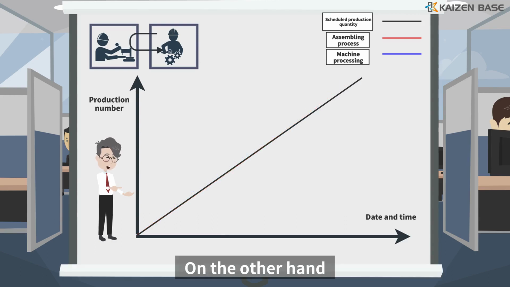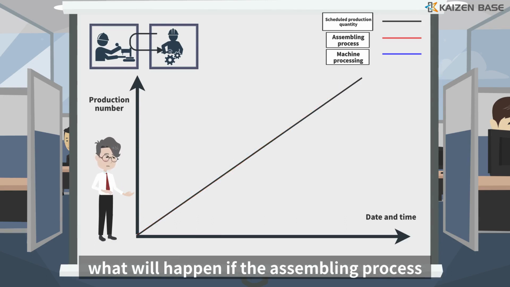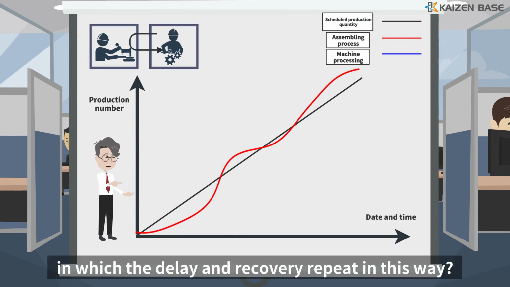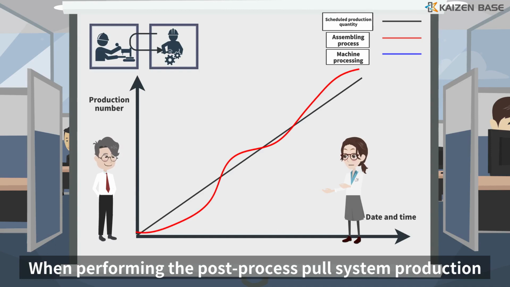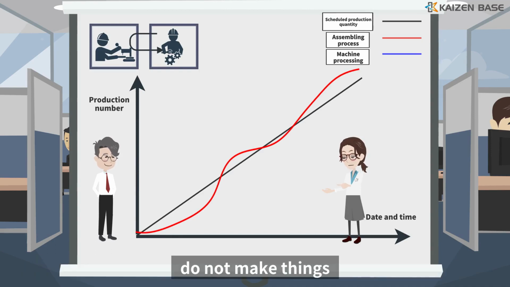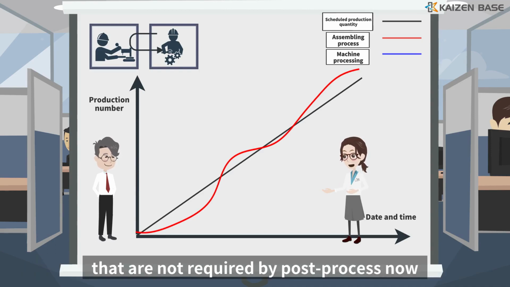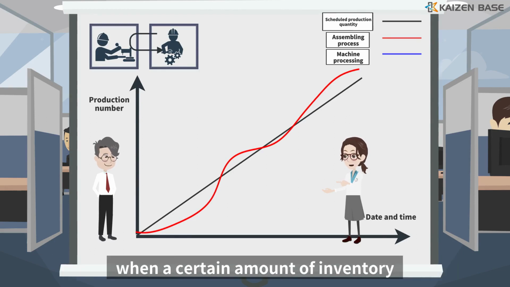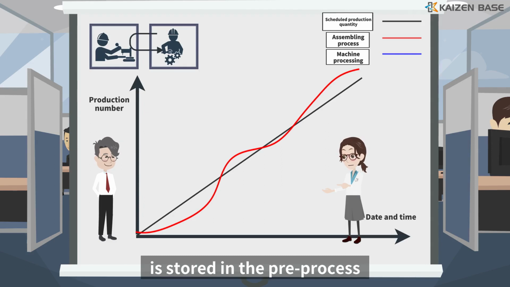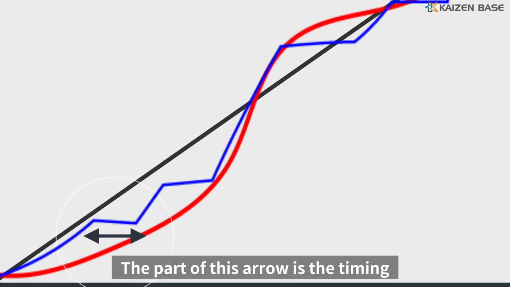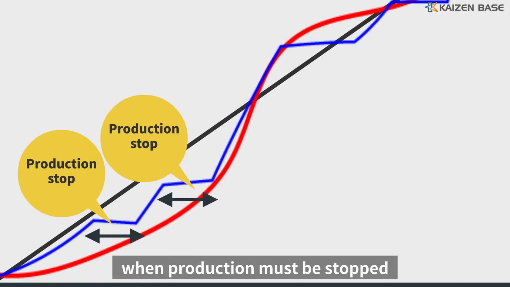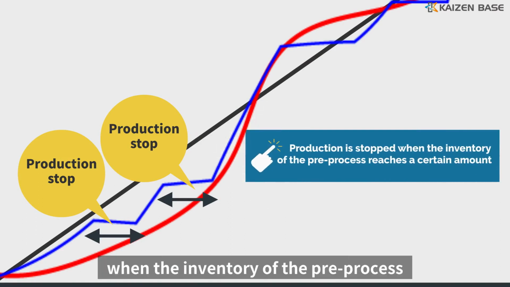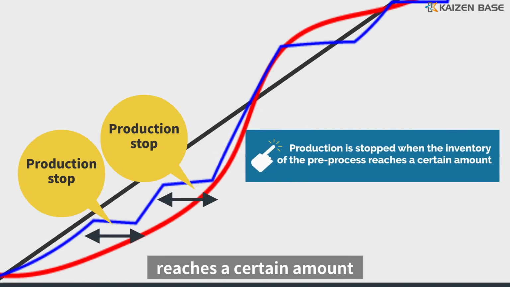On the other hand, what will happen if the assembling process of the post-process performs the production in which the delay and recovery repeat in this way? When performing the post-process pull system production, do not make things that are not required by post-process now. Therefore, the production will have to be stopped when a certain amount of inventory is stored in the pre-process. That's right. The part of this arrow is the timing when production must be stopped. In the machining process of the pre-process, production is stopped when the inventory of the pre-process reaches a certain amount.